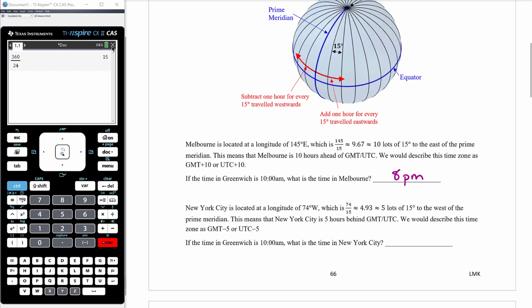If the time in Greenwich is 10 a.m., what is the time in New York City? So New York City is 5 hours behind Greenwich, so if we take 5 hours away from 10 a.m., we get to 5 a.m. Okay, I'll write this in the same notation, but it's fine.